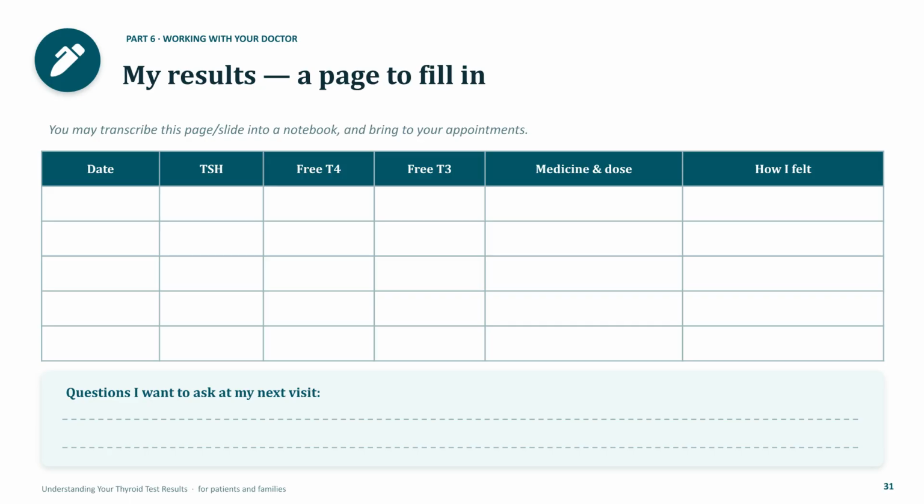To help you prepare for your next medical appointment, you can use a notebook to track your thyroid results and any questions you want to ask. Having this information organized makes it much easier to discuss your health with your doctor during your visit.